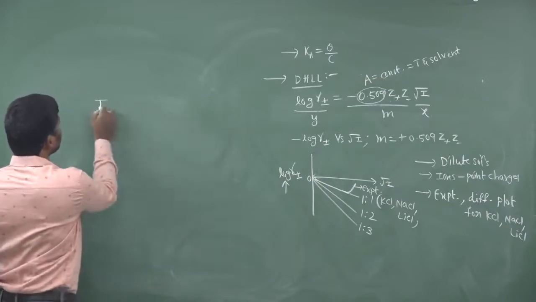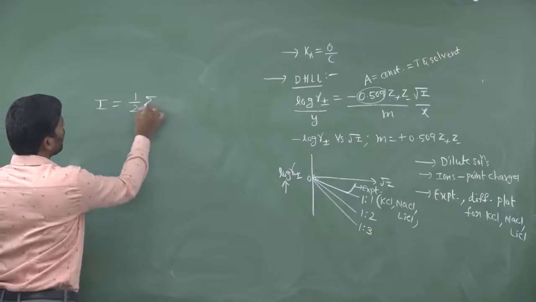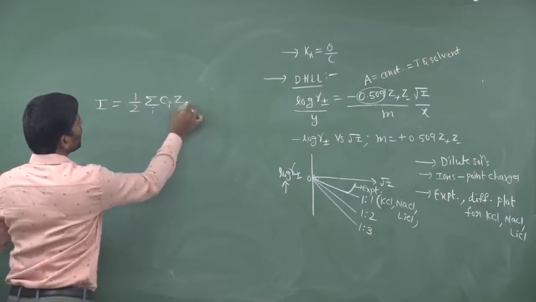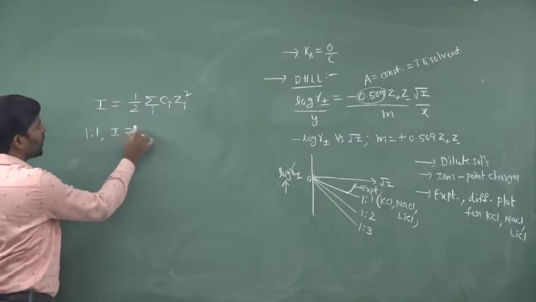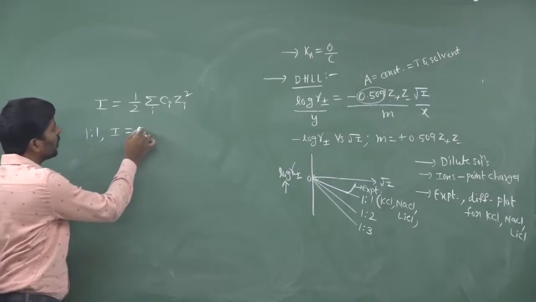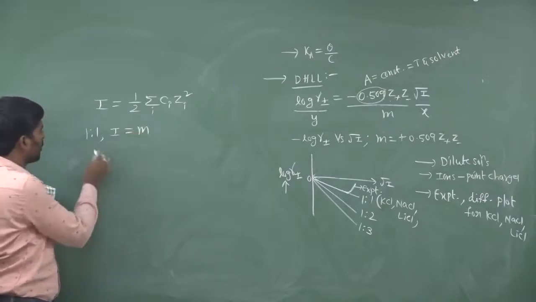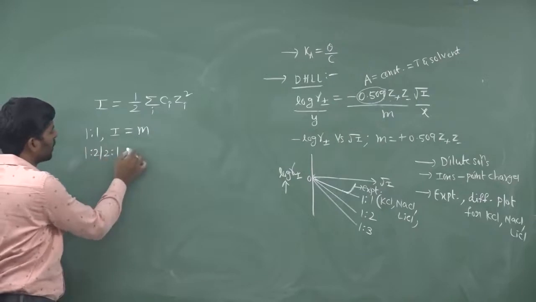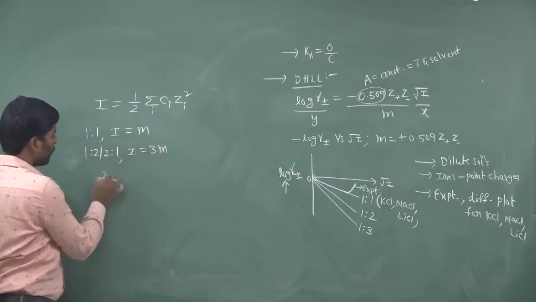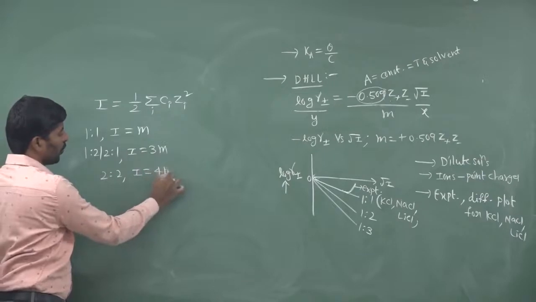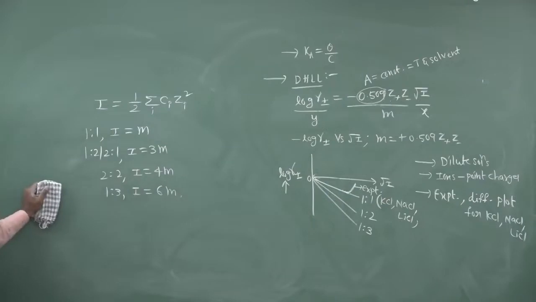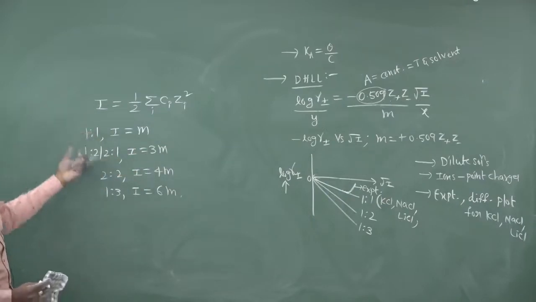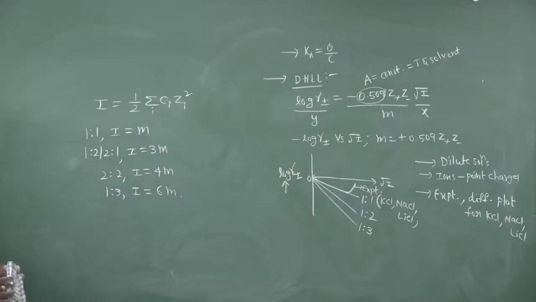And the I value: what is the expression for ionic strength? Half into summation of Ci Zi square. If you take a 1:1 electrolyte, what is the relation between I and concentration? I is equal to concentration. If you take a 1:2 or 2:1 electrolyte, I is equal to what? 3m. 2:2 electrolytes, 4m. 1:3 electrolytes, the relation between ionic strength and concentration is 6m. So this is the relation between ionic strength and concentration for 1:1, 1:2, 2:2 and 1:3 or 3:1 electrolytes.